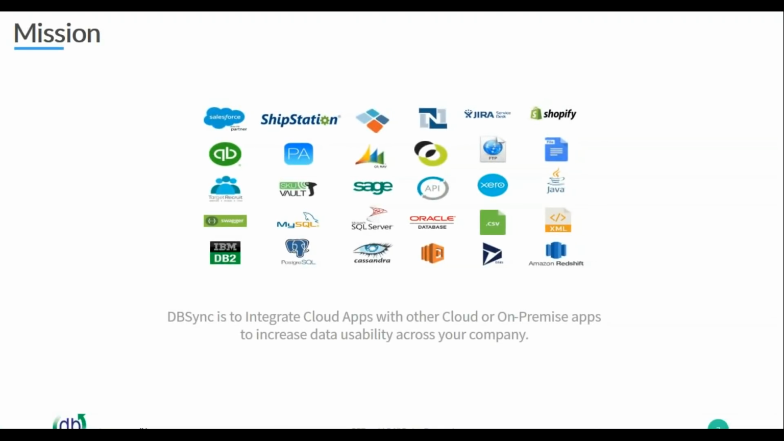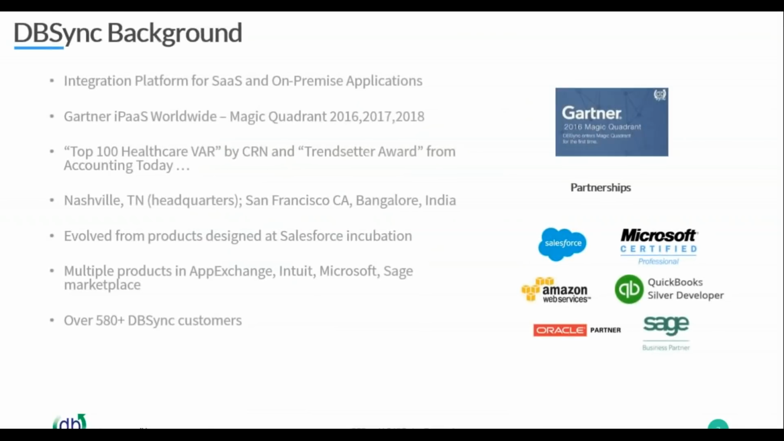All right, so real quick, let me give a bit of background about DBSync. We're primarily an iPaaS, an integration platform built out to integrate cloud apps with other cloud or on-premise applications to increase data usability across your company, and not just usability, but of course visibility to different teams. We started off as one of the first 10 companies to be incubated by Salesforce, and we're pretty much the preferred choice of integration solution for Salesforce and QuickBooks and other accounting integrations.